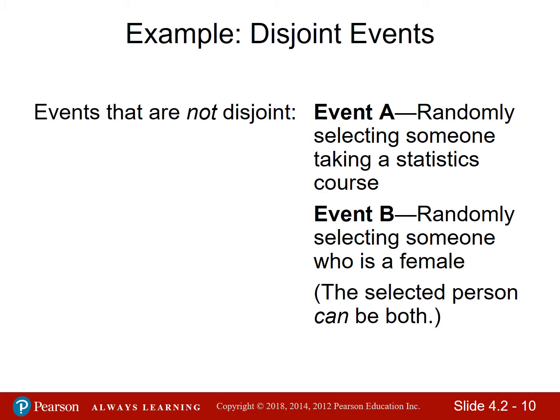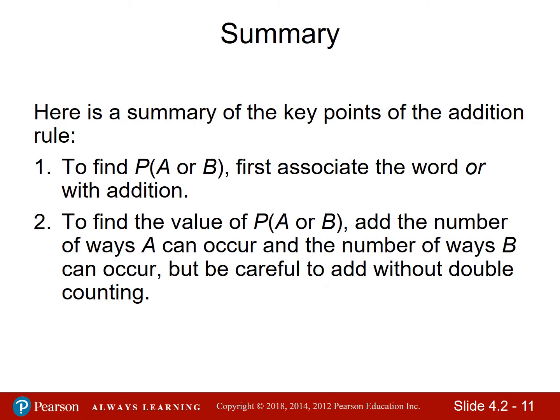Now, events that are not disjoint. Selecting someone taking statistics in our class, and selecting someone who is a female: the selected person can be both. So the person can be taking statistics and can also be female. So these are not disjoint events. Now, to find P of A or B, as with the word "or" in addition, you add the number of ways, which means P of A plus P of B minus P of A and B. Again, P of A and B is subtracted because you're counting double if they are overlapping. So that means you have to remove one of them.